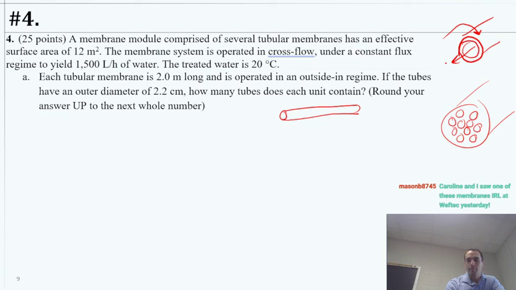Mason says online that he and Caroline saw one of these membranes at WEFTEC yesterday, so that's fun. Did that help make more sense of what these are talking about? Yeah, it makes everything feel real. It's kind of funny. That's awesome. Like, oh my gosh, I'm learning about this. That's cool. How big were they? Not big. Just a unit like this, or like a little model. It just had all of the tubes in one big tube looking thing. Cool. Anybody else going to WEFTEC?